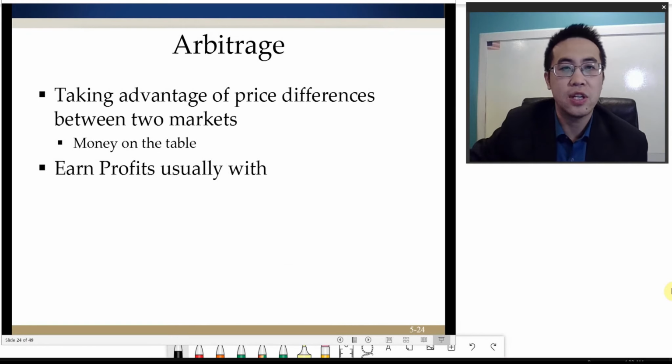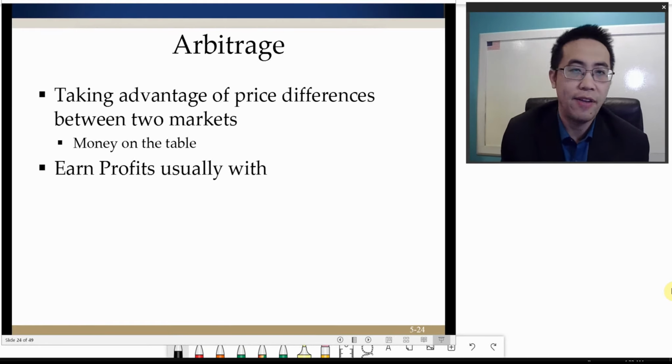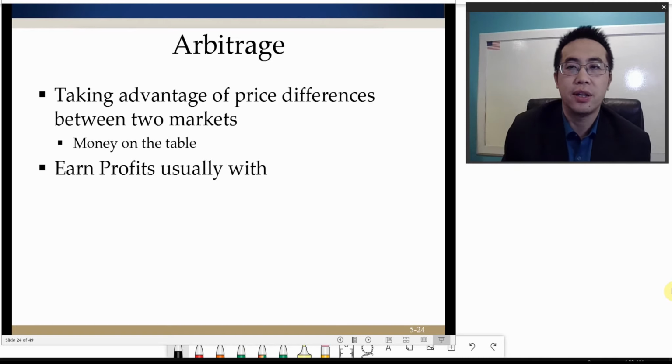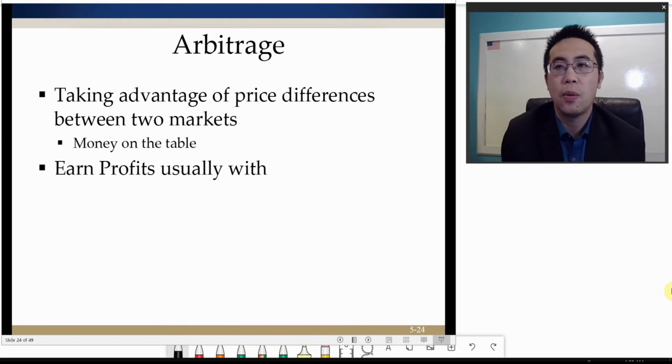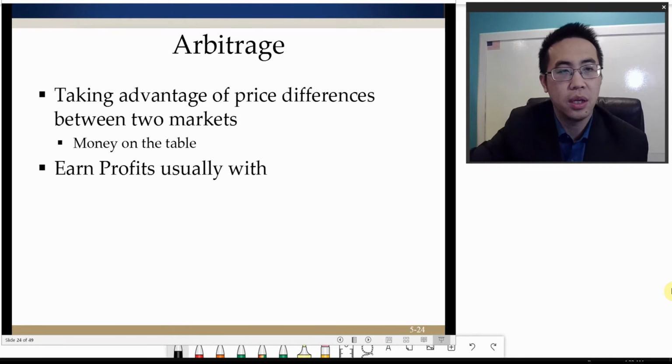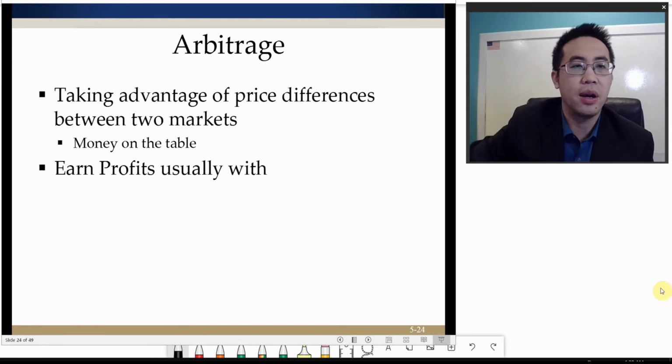Now let's move to a new subject. It's called arbitrage. Arbitrage is the trading activity that takes advantage of price differences between two markets. So we're looking at the same product, but the product is priced differently in two markets. So you will buy at a low price in one market and sell at a higher price in another market. And this would result in a profit that has no risk at all.